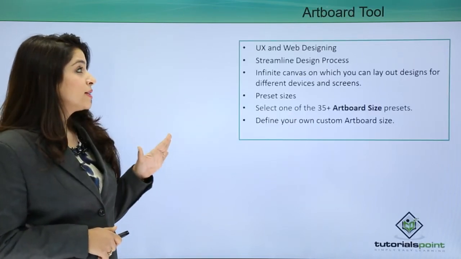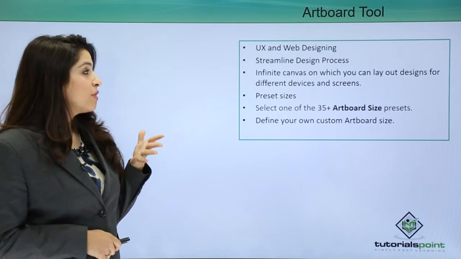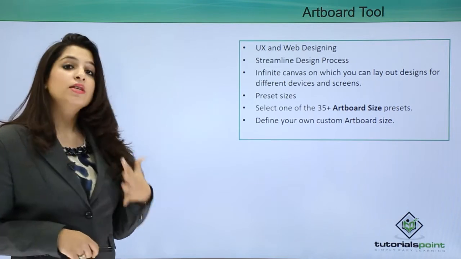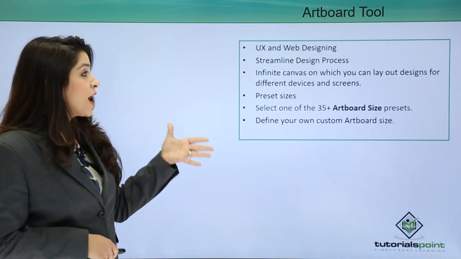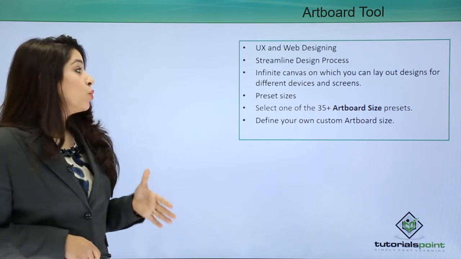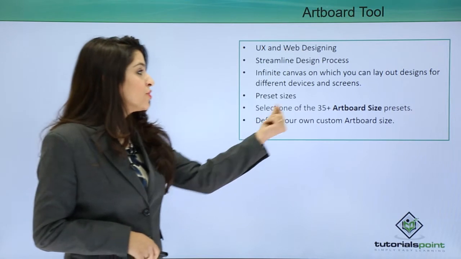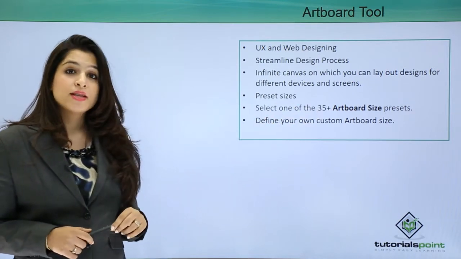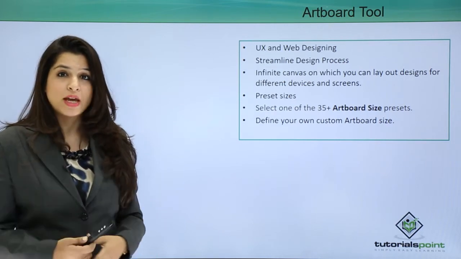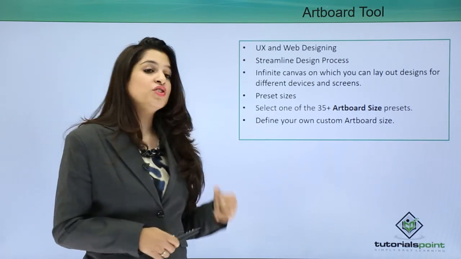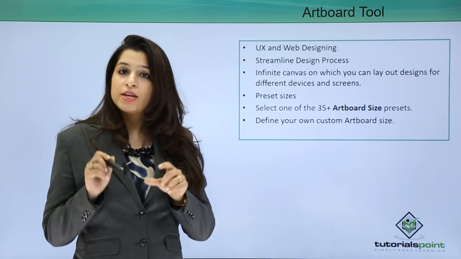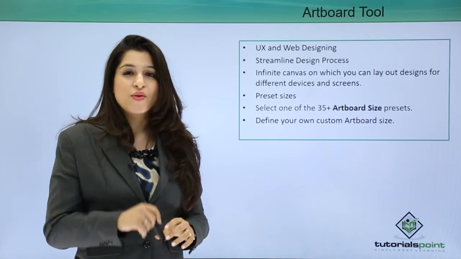The artboard tool basically, like I said, is used for the UX and web designing. It basically helps and streamlines their design process. The artboard tool gives them an infinite canvas on which they can lay out their designs for different devices and screens. We have preset sizes. There are around 35 plus artboard sizes. Like, we have sizes for the iPhone, the MacBook Pro, for tablets, and you can choose anyone you like, or you can define your own custom artboard size. So let's move into Photoshop and use this artboard tool to create our own design.